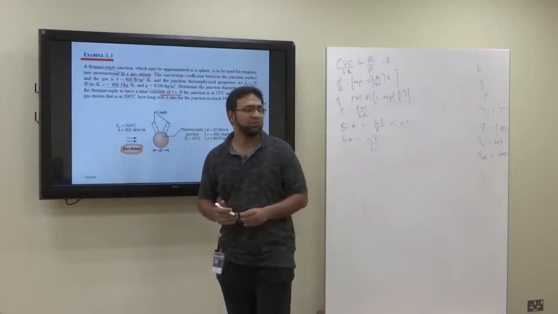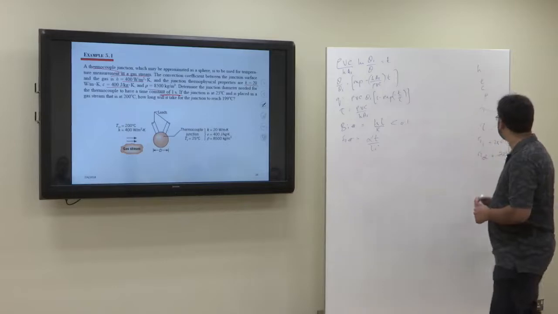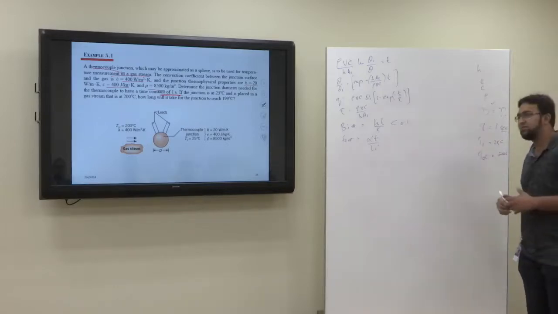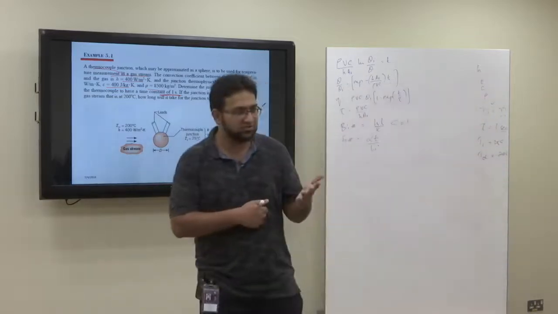Okay, how long will it take to reach that temperature? Now the first thing is that we need to determine the diameter of the junction. Now the thing that we have studied so far, first of all, it's a problem of transient case.